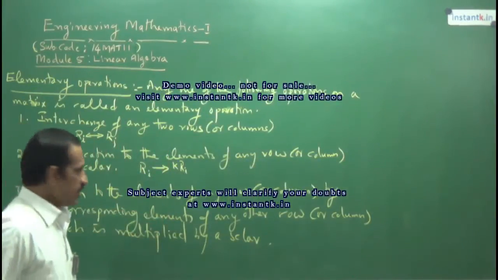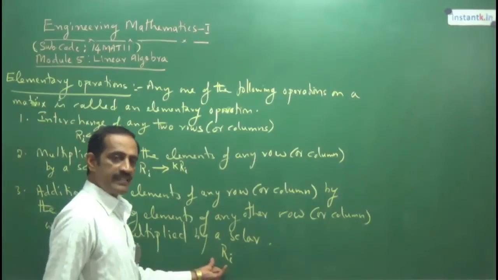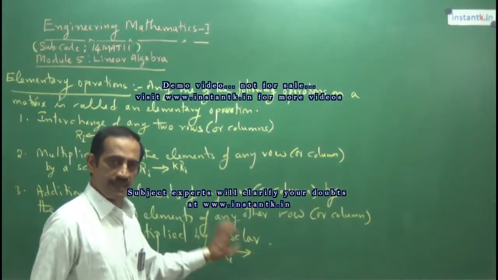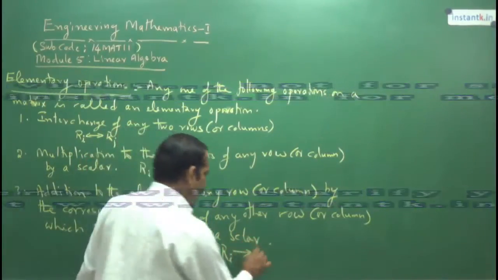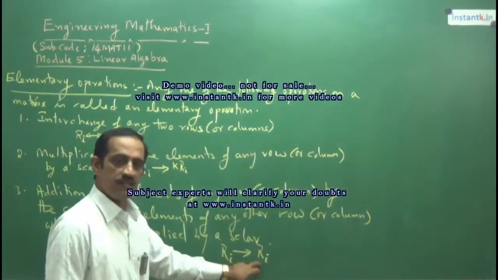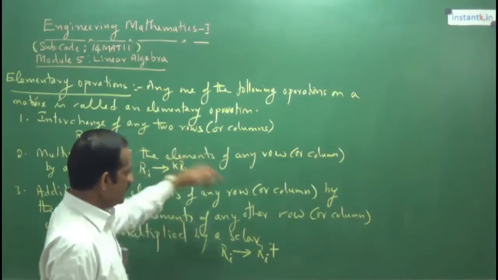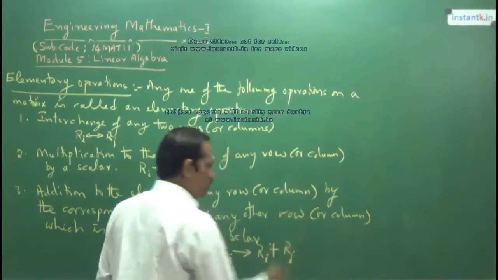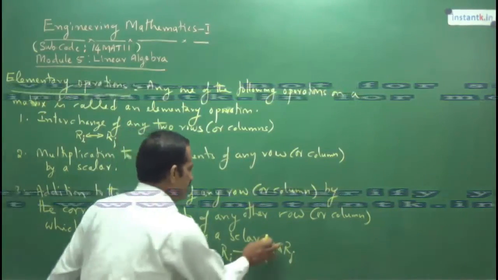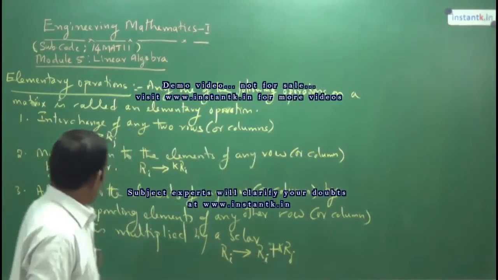What this means: take any row or column, suppose the ith row. We are replacing this one by, that means this symbol is used, that the ith row is replaced by how? You add to the elements of the ith row the corresponding elements of any other row, suppose the jth row, which is multiplied by a scalar. Let it be k times Rj plus Ri. That is, the ith row is replaced by this sum. So this is another operation.